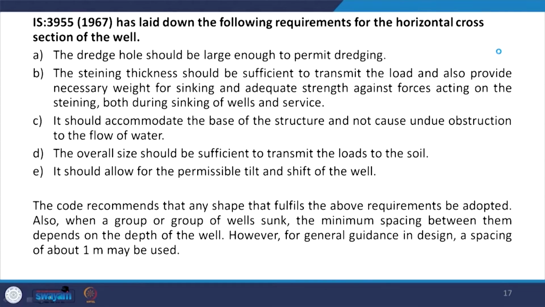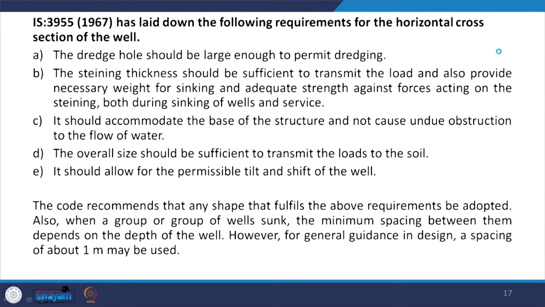The overall size should be sufficient to transmit the load to the soil. It should allow for the permissible tilt and shift of the well. Whatever the tilt and shift which is permissible, it should be able to allow. Then further, the code recommends that any shape that fulfills the above requirements may be adopted. Also, when a group of wells is sunk, the minimum spacing between them depends on the depth of the well.